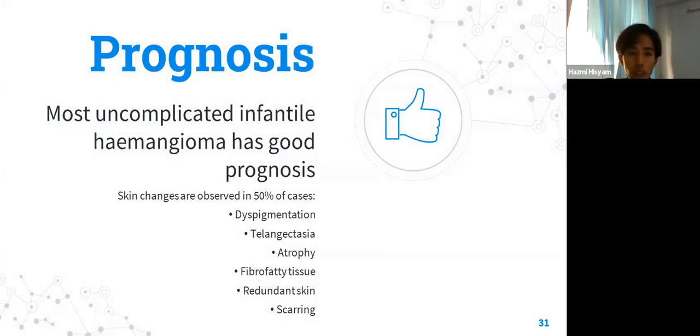So the prognosis of hemangioma: most uncomplicated infantile hemangioma has a good prognosis. However, even though it has a good prognosis, it will leave skin changes such as pigmentation, telangiectasia, atrophy, fibrofatty tissue, redundant skin, or scarring.